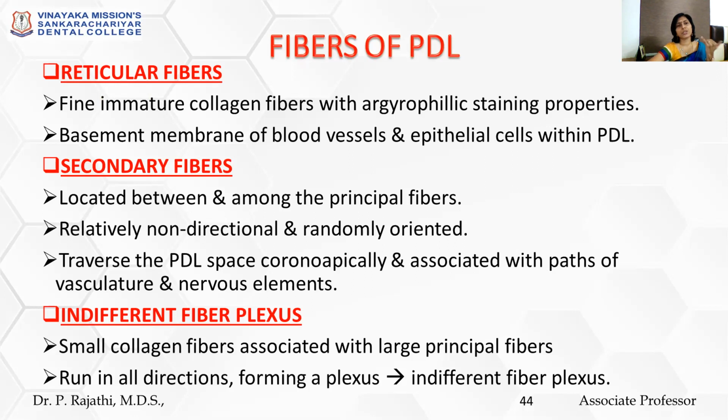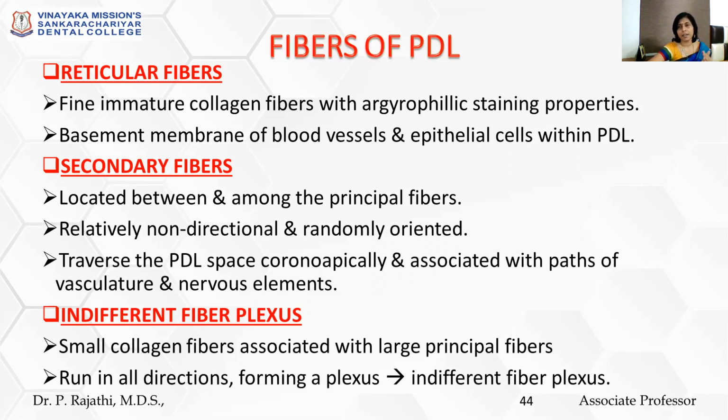Next, other types of fibers are reticular fibers. These are nothing but fine, immature collagen fibers, right? We know collagen fibers, principal collagen fibers. These are immature collagen fibers. These fibers will have an affinity for silver staining, that we call the argyrophilic staining property. Argyrophilic meaning silver staining property. So where are these reticular fibers exactly located? On the basement membrane of the blood vessels and the epithelial cells within the periodontal ligament.